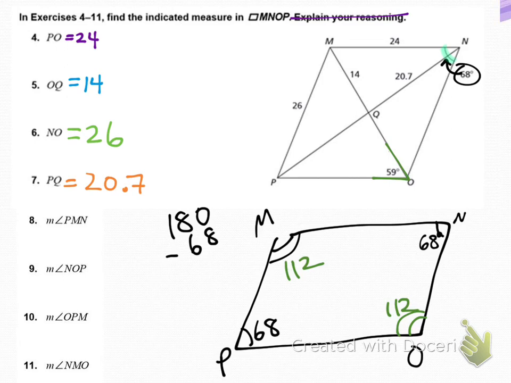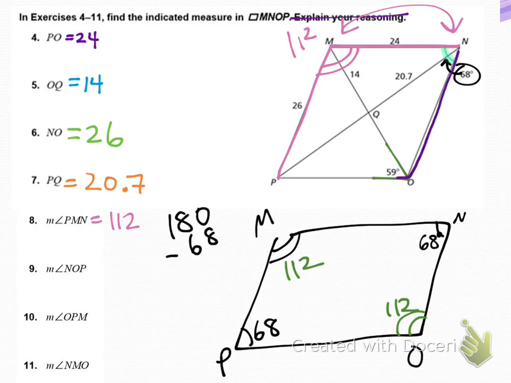Okay. So let's start. We'll find the measure of PMN. So let's see where that is. The vertex would be M, the middle letter. So we already found that. What is the measure of PMN? 112. Because these two are supplementary to each other. So 180 minus 68 is 112. All right, then NOP. NOP is this whole angle. O is the vertex. So it measures 112 also.